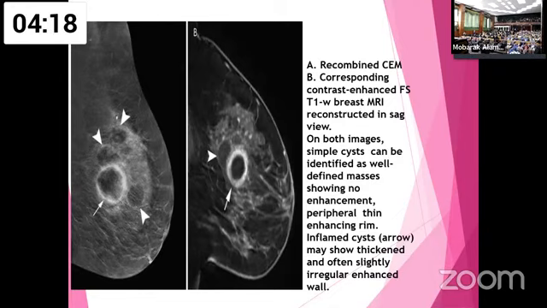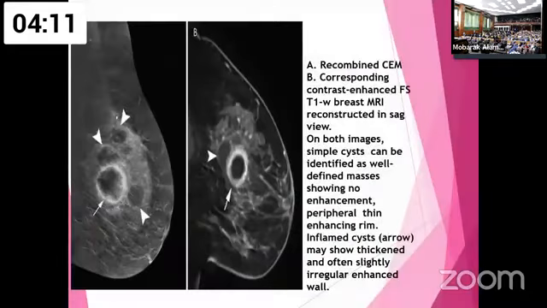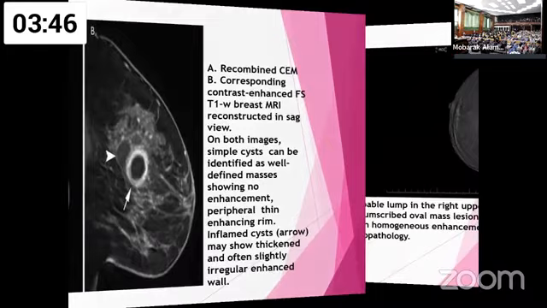This is an example of breast cysts. On this image, this is the mediolateral oblique view, recombined contrast-enhanced mammography, and this is MRI with contrast. Look how they look similar to each other. And these are multiple non-enhancing masses. Some show peripheral enhancement, and the largest with a thick enhancing wall was an infected cyst.